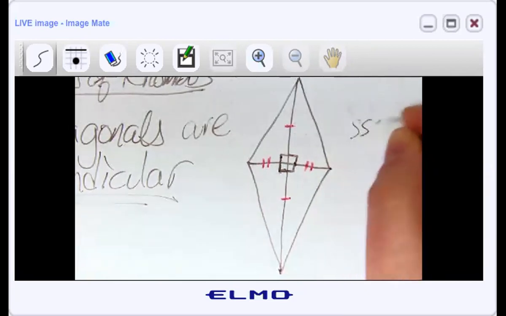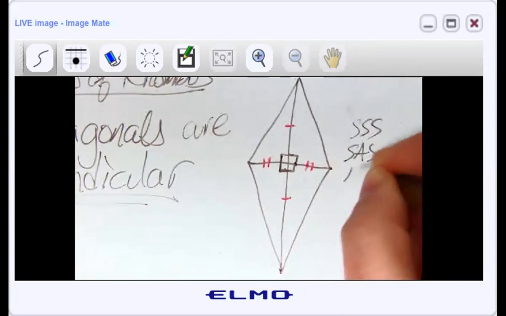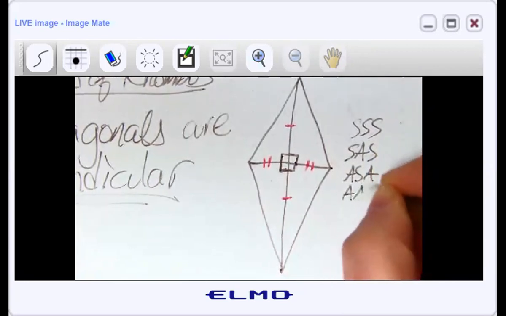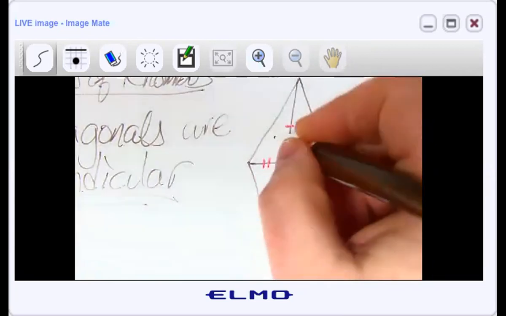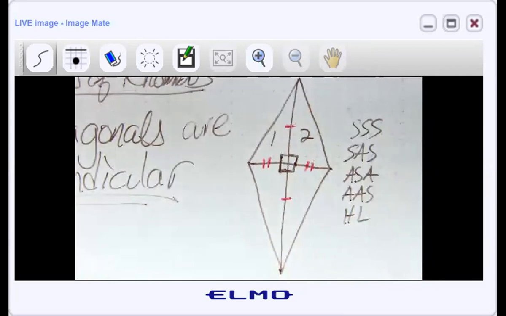We had side, side, side; side, angle, side; angle, side, angle; angle, angle, side; and hypotenuse, leg. Let's just focus on triangles 1 and 2. How could you say that triangles 1 and 2 are congruent to each other? Which of these 5 do we have enough information on? Let's see who remembers. It's been a while. Is it side angle side? It is side angle side.